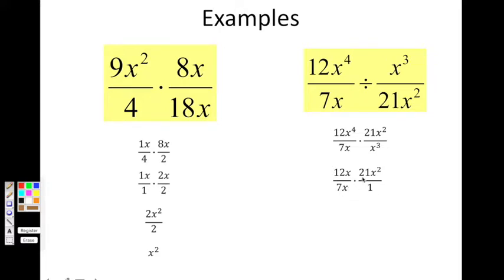Now let's do the other side. So 7x can go into 21x. So 7 can go into 21 3 times, and x can go in 1 time. So that would be 3x. So 12x times 3x is 36x squared.